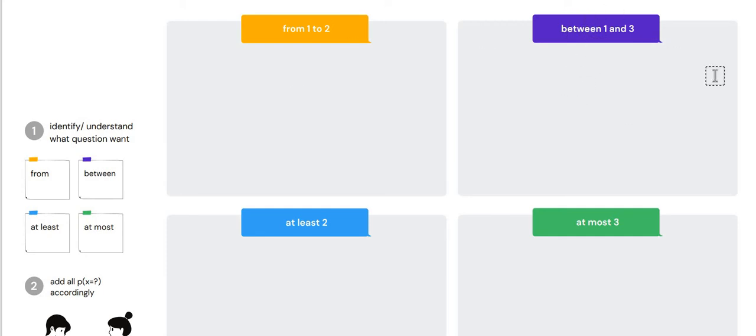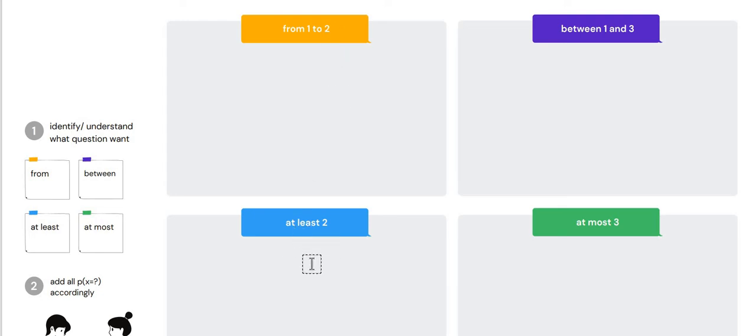For the second one, "between 1 and 3": 1 and 3 are not included, class. You just calculate in between them, which is 2. Careful, between 1 and 3 means 1 and 3 are not included. Again, "from 1 to 2" means 1 and 2 are included.